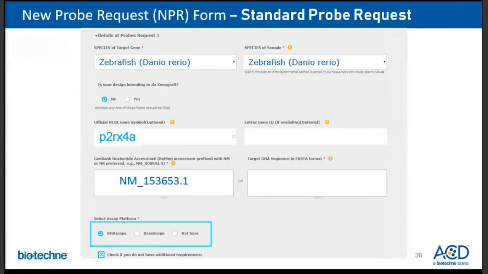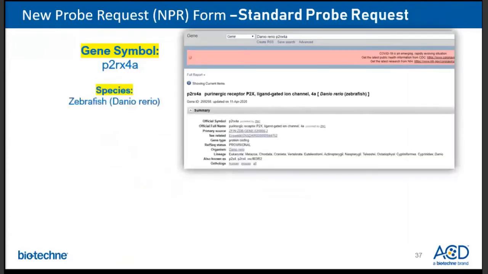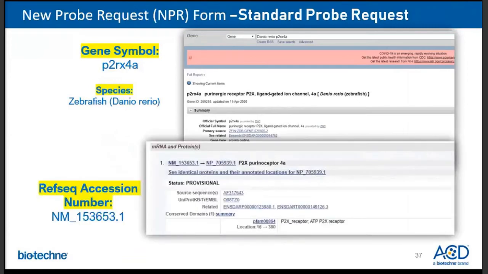Here is an example of how to find the NCBI information. How do you find the gene symbol and the species and the actual RefSeq information? This information is provided on the NCBI gene page. If you have the gene ID, you can input that on NCBI, and that information should be provided. If you input ptrx4a, the RefSeq information is provided at the bottom of the page, and this is the RefSeq information here. RefSeqs are usually XMs or NMs, or XRs for the non-coding RNAs.